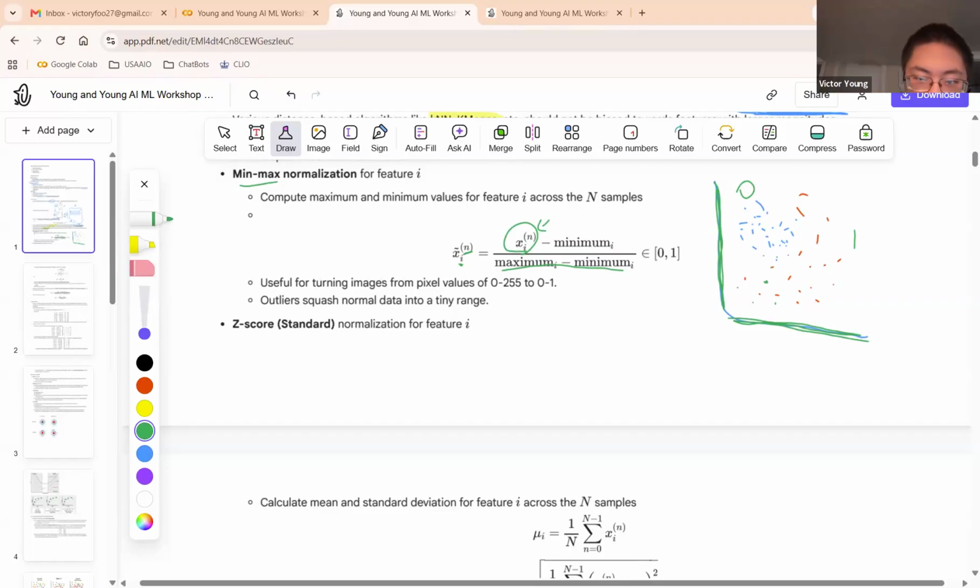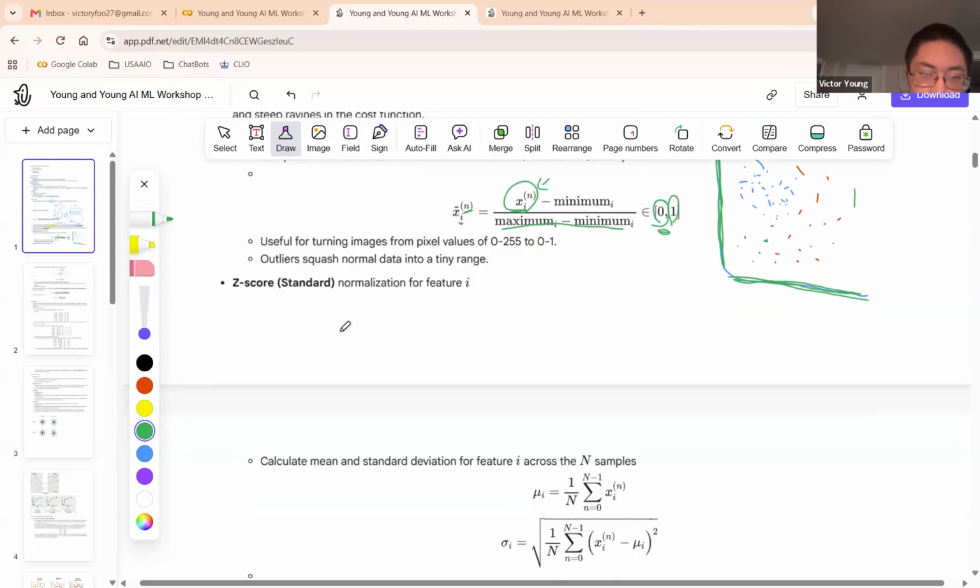And if this equals the minimum, then it will be the minimum minus the minimum, which equals 0. And if this is the maximum, then it will be the maximum minus minimum divided by maximum minus minimum, which is 1. So you can see that min-max normalization compresses all of the features into this little interval from 0 to 1. This is usually used for turning images into pixel values. We know that R, G, and B can each be from 0 to 255, but we often want to squish that down to 0 to 1.